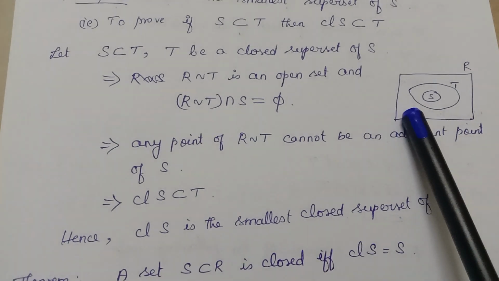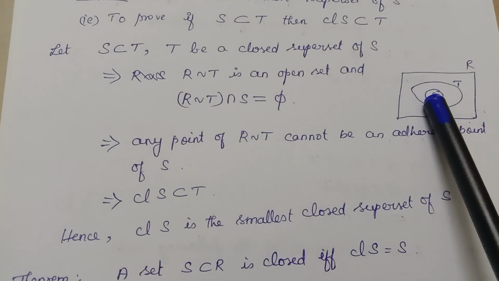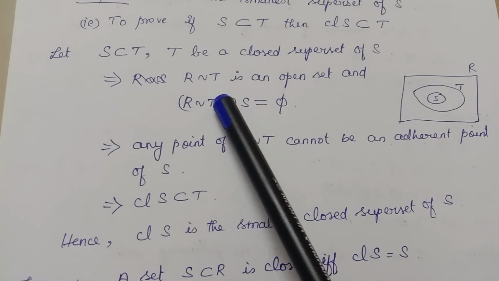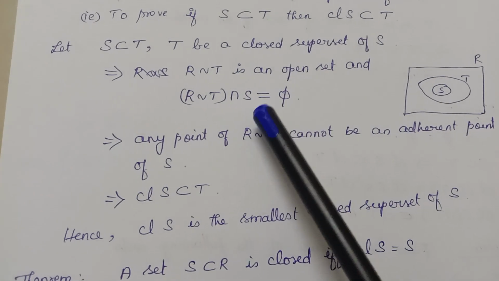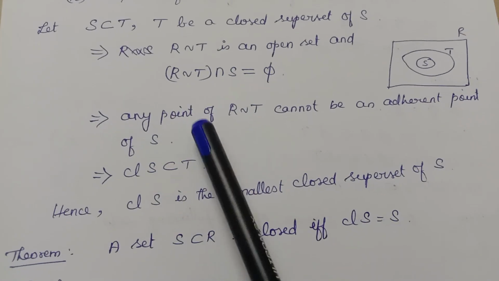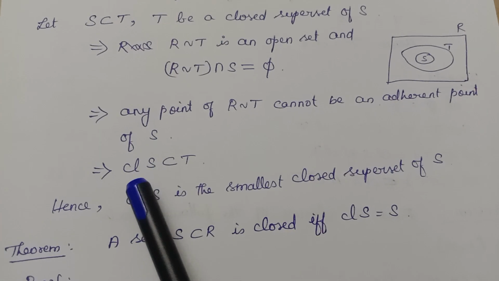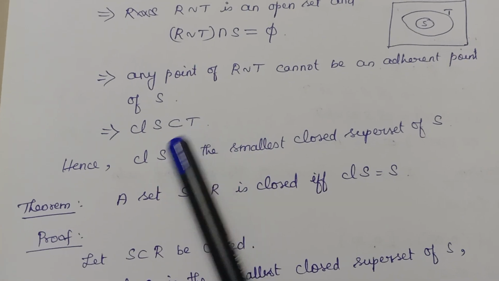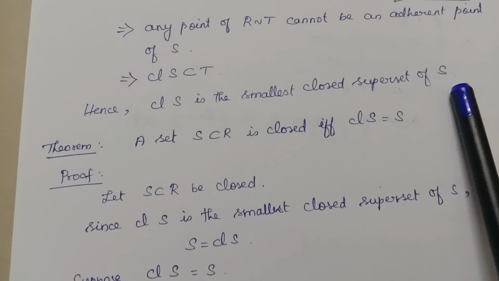Let me take this outer rectangle as R, and this is T, and within T, S is lying. So R minus T is open, and R minus T intersection with S is what? Empty. That means any point of R minus T cannot be an adherent point for S. Therefore closure of S is contained in T. So what we have proved: closure of S is the smallest closed superset of S.